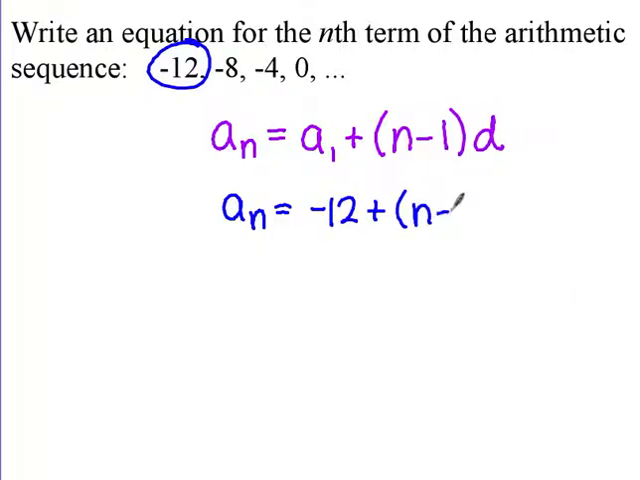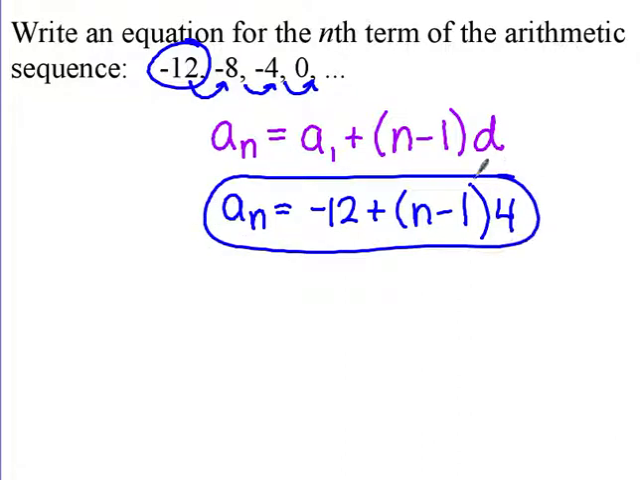Plus, we leave the n minus 1 in there, and then now I've got to find the difference between terms. So what do I do from negative 12 to get negative 8? What do you do? So if that kind of confuses you, let's move to one of the other ones. You're adding 4 every time. So that would be d is 4. And there you go. That's it. That's all you have to do. Okay, pretty straightforward.